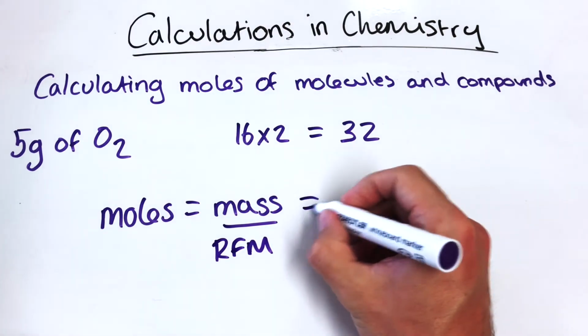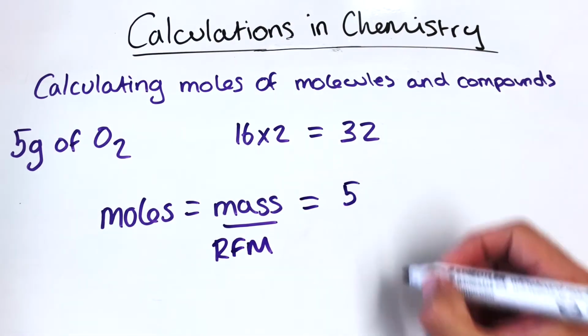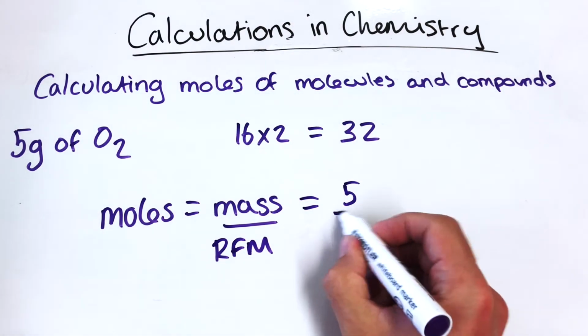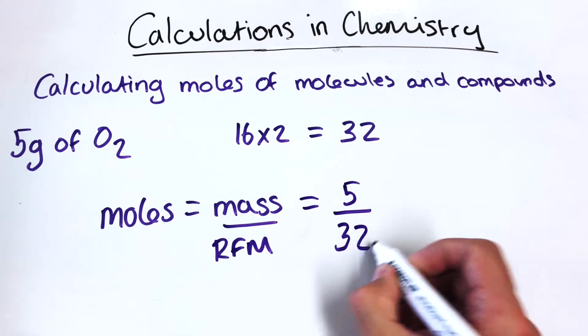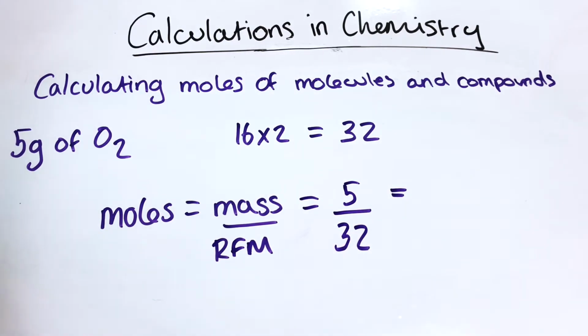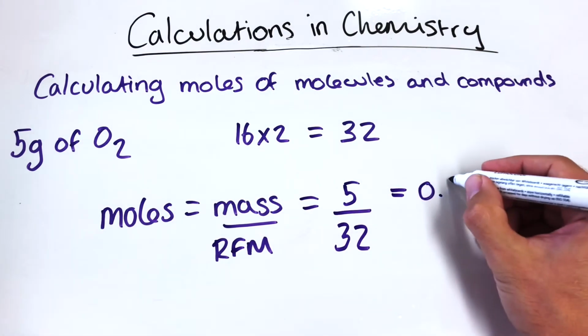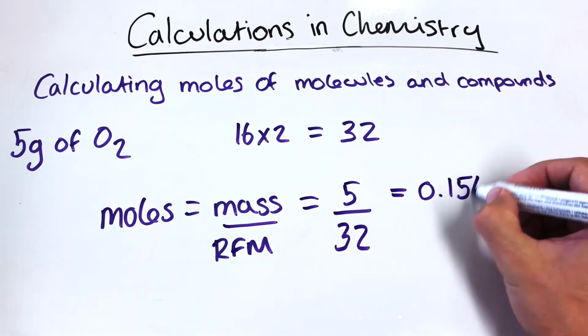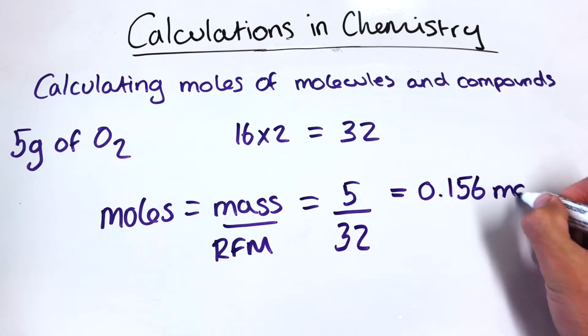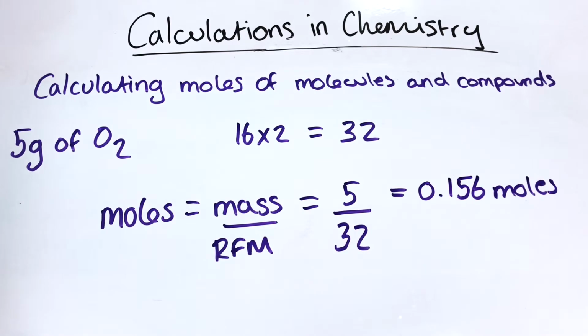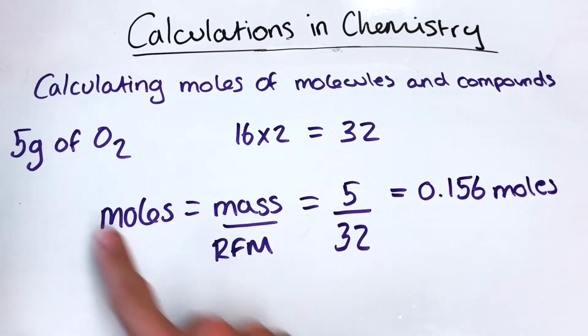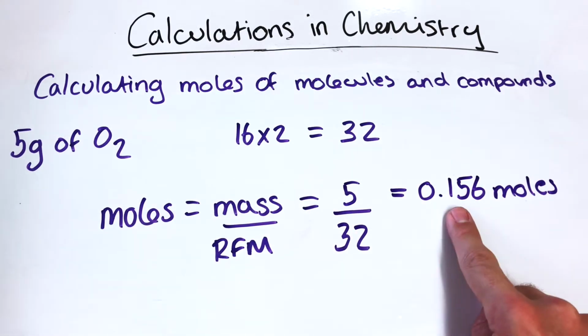So for oxygen, we have 5 grams of oxygen. We have the relative formula mass, which is 32. So 5 over 32, I'm just going to use my calculator. 5 over 32 is equal to 0.156 moles of oxygen. So if I've got 5 grams of oxygen, that equates to 0.156 moles of oxygen.